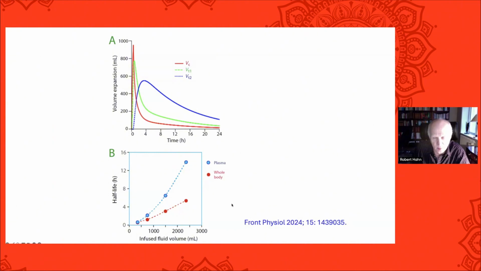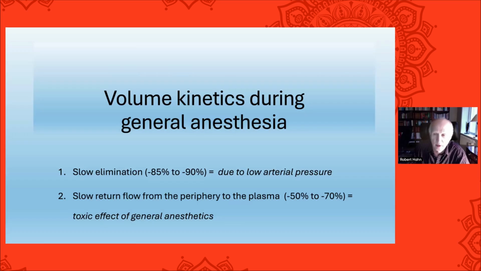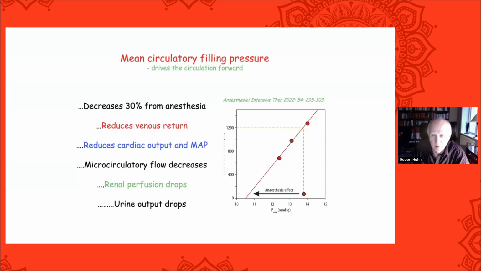And then if you give more, as the fluid distributes to more fluid spaces, it becomes longer. Now, is there any change in this kinetic story when we induce general anesthesia? Yes, there are two important changes. The first is a slowdown of the elimination, and the second is a slowdown of the redistribution of fluid with the lymphatic flow. And we'll take a look at what happens if we induce general anesthesia.